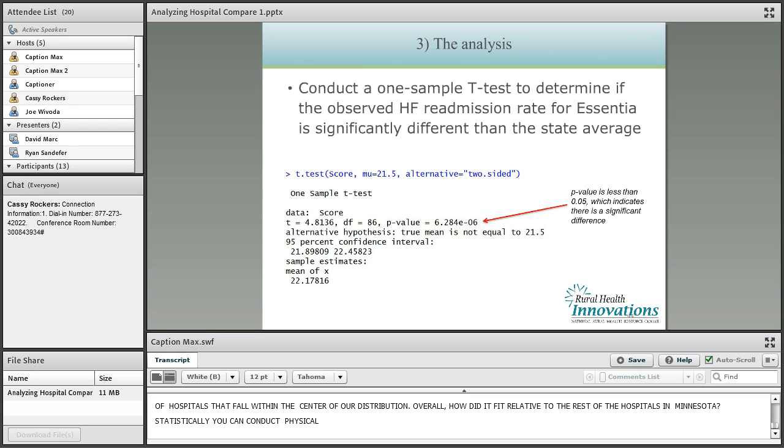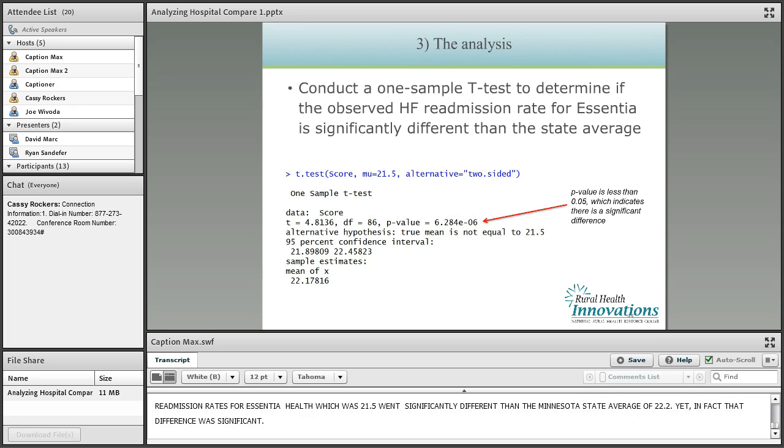And being that we are located in Duluth, Minnesota, we felt it was reasonable to look at one of the larger healthcare organizations in our area, Essentia Health St. Mary's. So we looked at data from Essentia Health St. Mary's to see if their 30-day readmission rate for heart failure is different than the Minnesota state average.